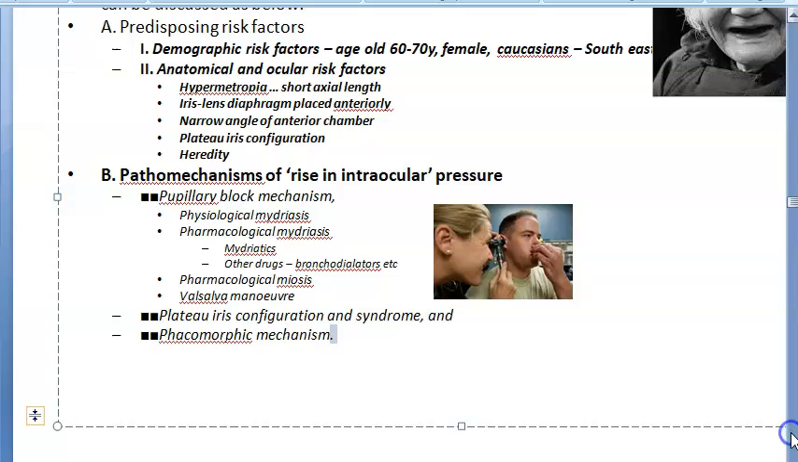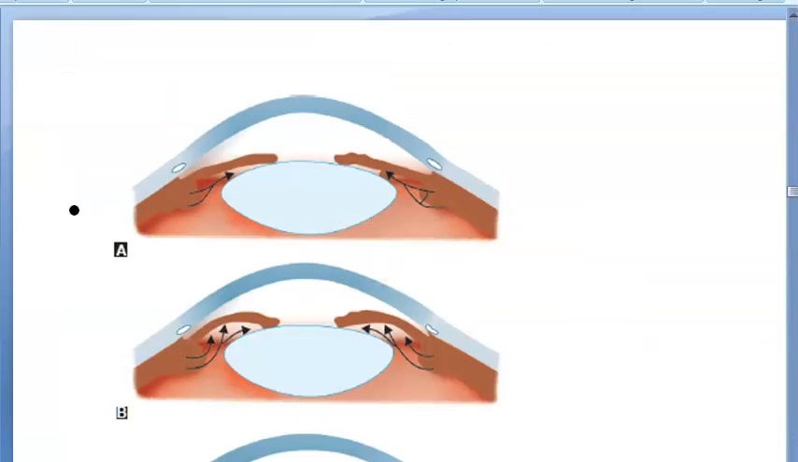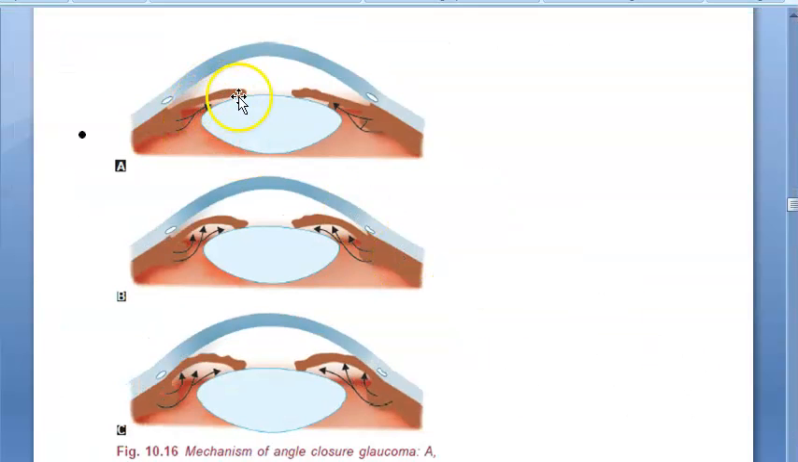Okay. Here they are explaining how the pupil is stuck to the lens. So this is pupil block, and then there is iris bombé because the iris is getting bulged. And finally, because of this iris bulge, there is angle closure. So this is appositional angle closure.